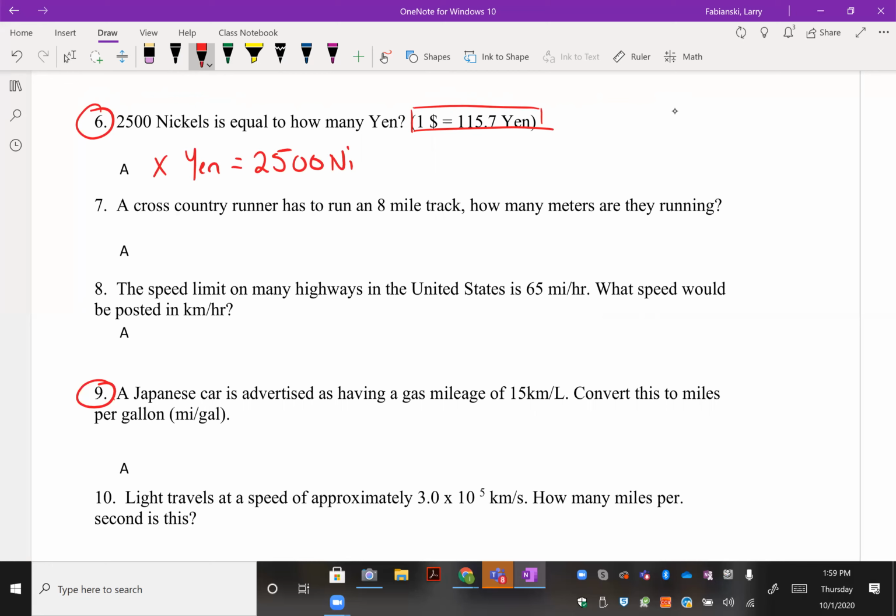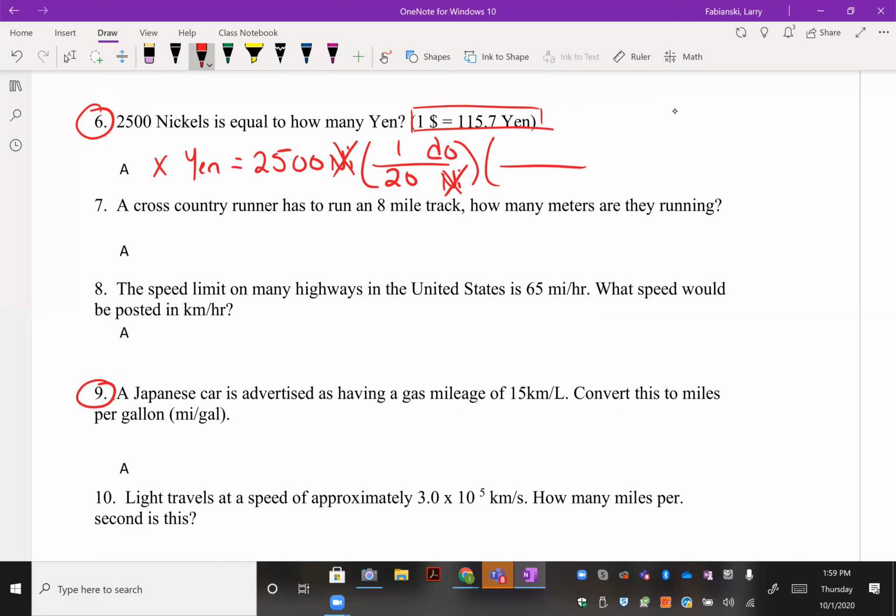2,500 nickels. Now we see our conversion factor goes from yens to dollars. So we have to get our nickels first into dollars. That's what we're going to do with the first conversion factor. Nickel on top means nickel on the bottom to cancel. And we are going to go to dollar. For every $1, we have 20 nickels.